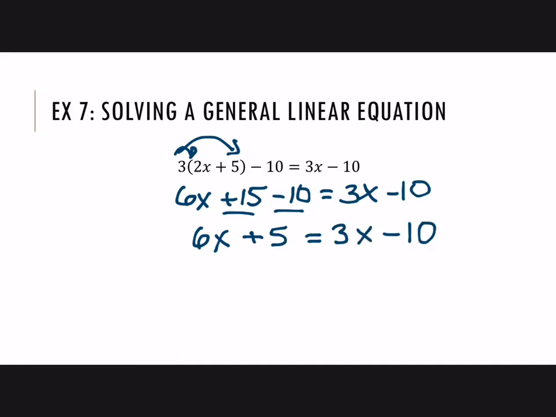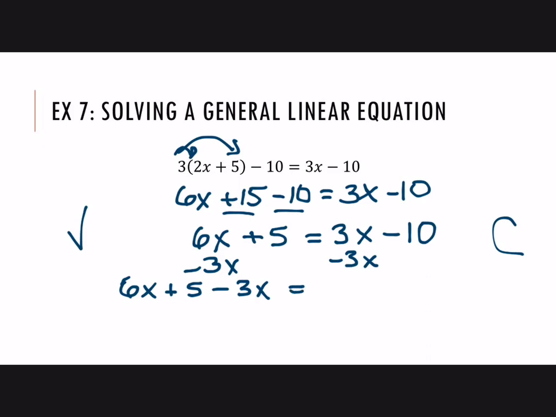Okay, and I'm going to move the variables over to the left, constants over to the right. So subtract 3x. Right? And if I wrote this all out, this is how your book does this. Right now, they're going to write this as 6x plus 5 minus 3x equals negative 10. Okay, and then they'll move this 5 over by subtracting.